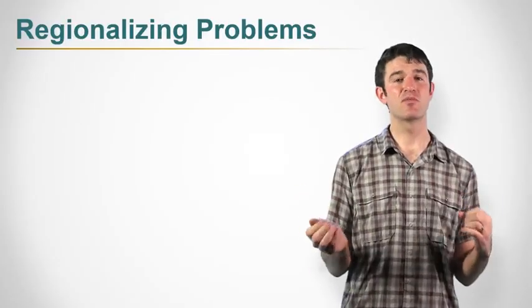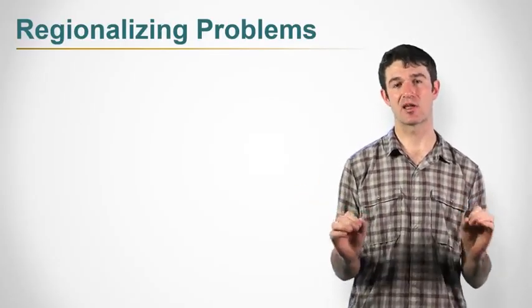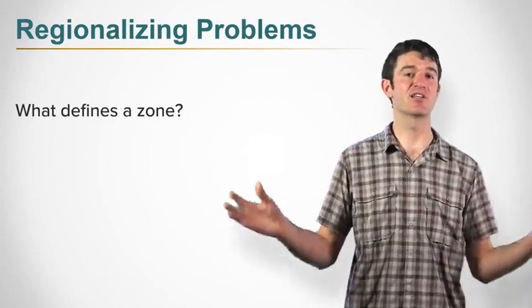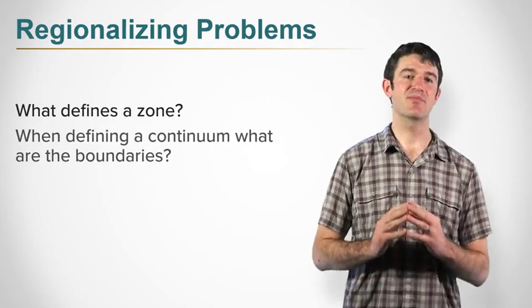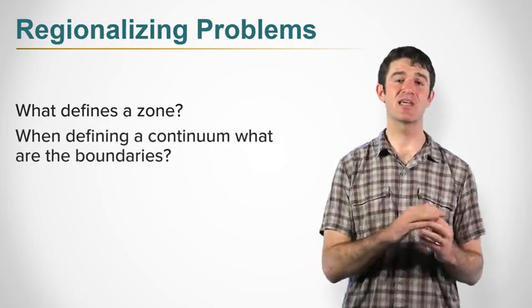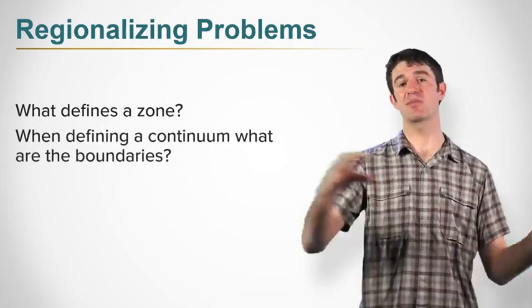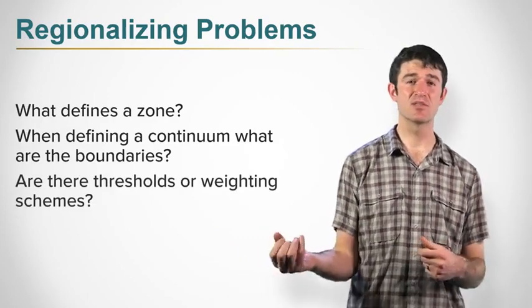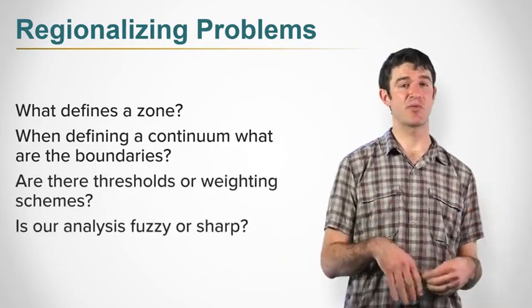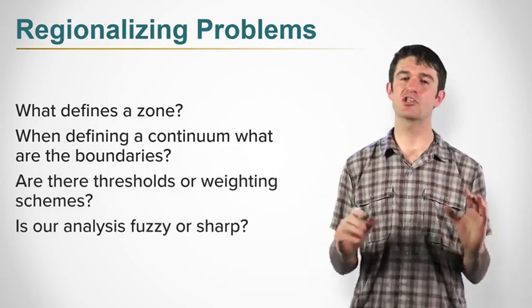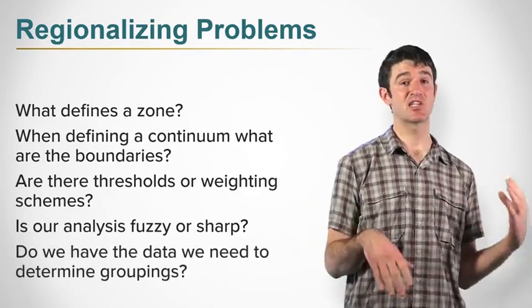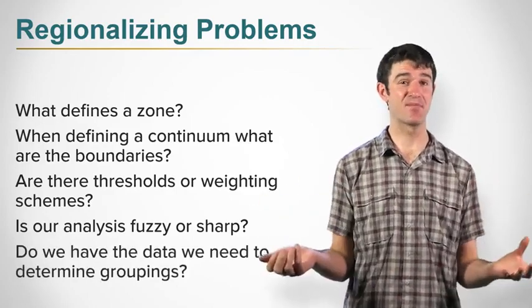We also run into problems with regionalizing our data into polygons. What combination of characteristics define a zone? When does something that continuously varies stop being in one group or polygon and start being in another? Do we use size thresholds or weighting schemes? Do we use fuzzy analysis where we keep some of this gradation, or sharp analysis where we draw clear lines? Do we have the data we need to assign or bin data into these groups anyway?